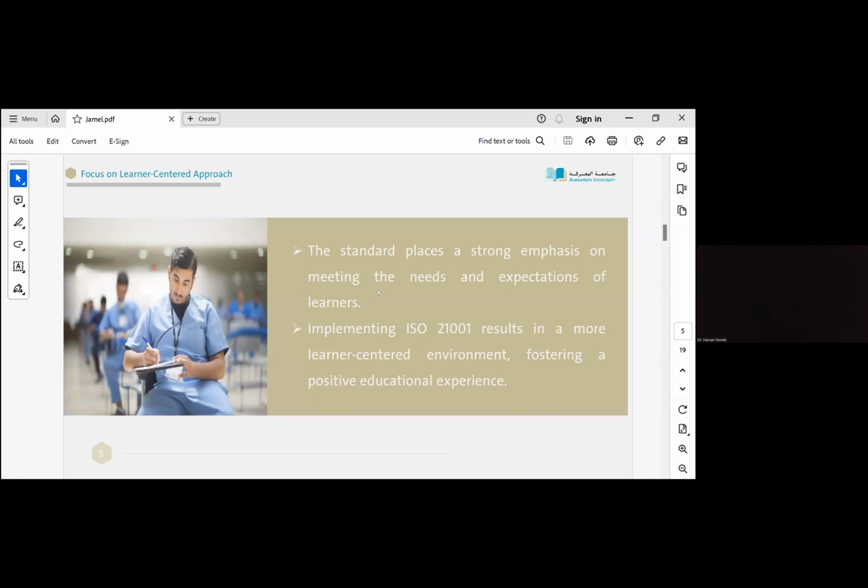From there, I will put our focus on the learner-centered approach. That's our main focus. The standard places a strong emphasis on meeting the needs and expectations of the learners. We believe this very strongly. So implementing ISO 21001 results in a more learner-centered environment, fostering a positive educational experience.